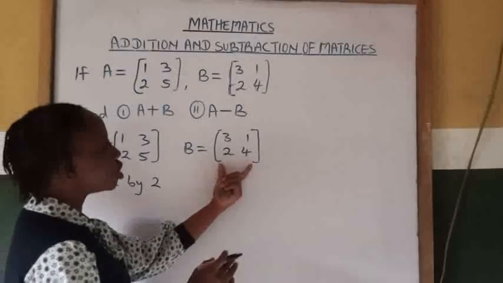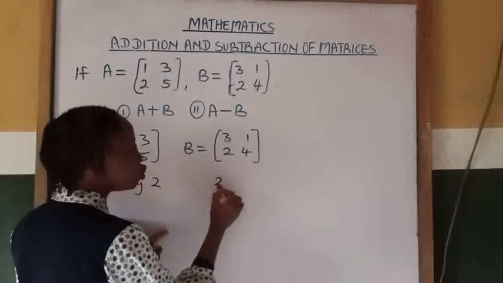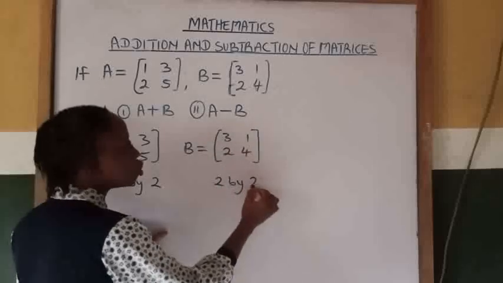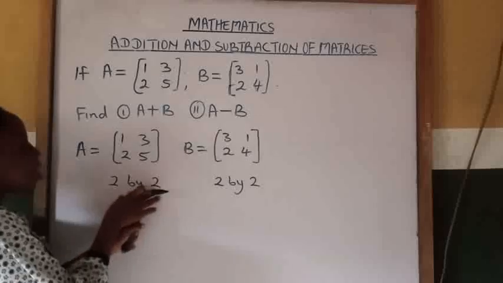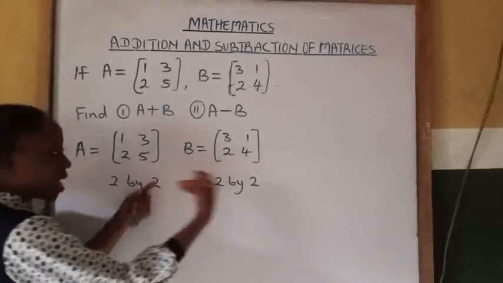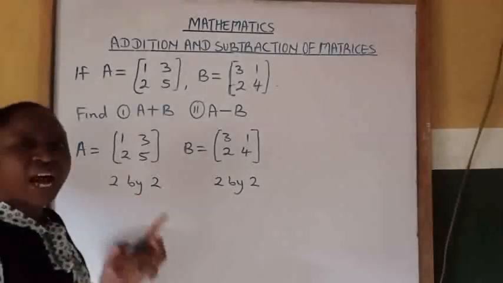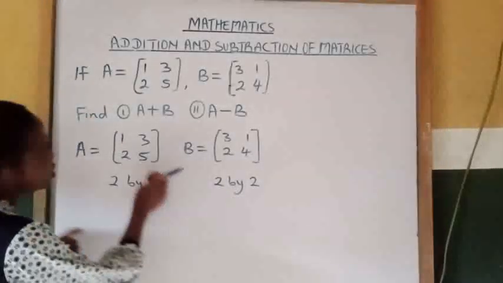So let's look at this one. How many rows? 1, 2. So 2 by. How many columns? 1, 2. So 2 by 2. They are in the same order. This one is a 2 by 2 matrix, and this is a 2 by 2 matrix, so we can add them together. We can only add them when they have the same number of rows and the same number of columns. So let's proceed.